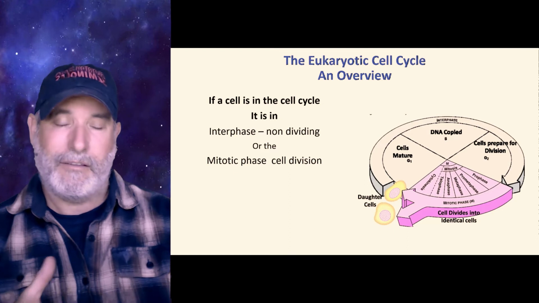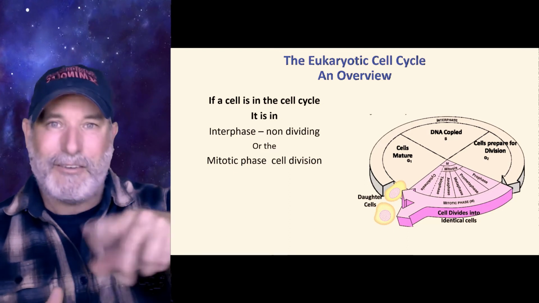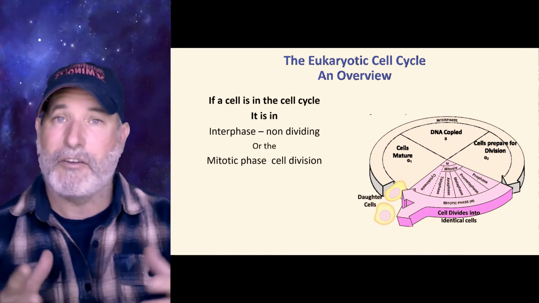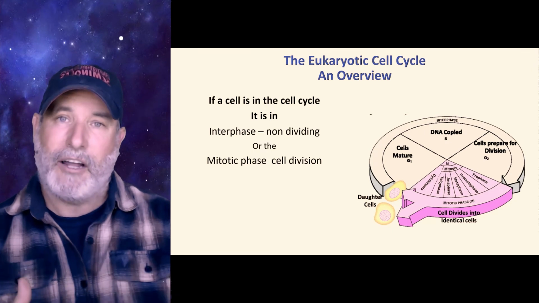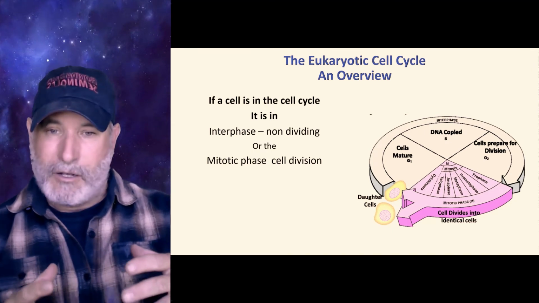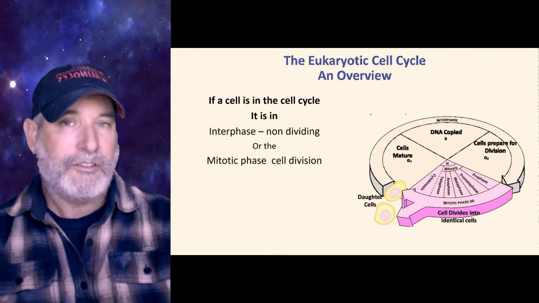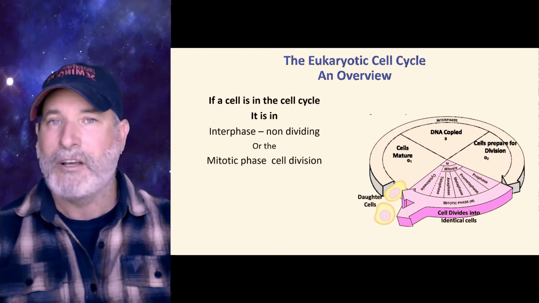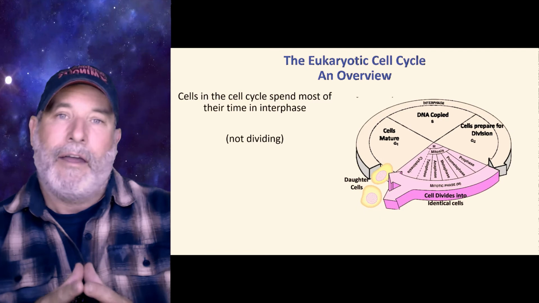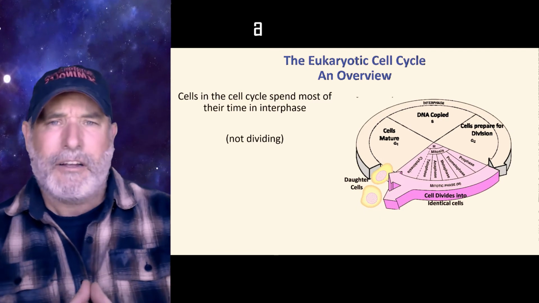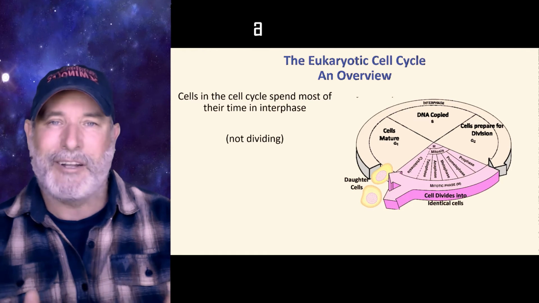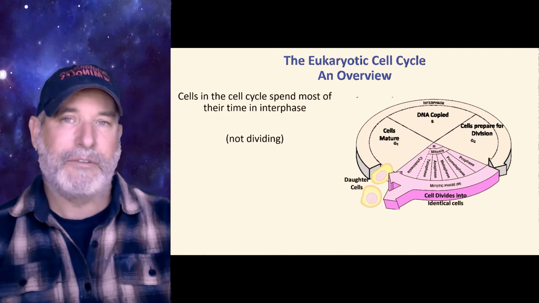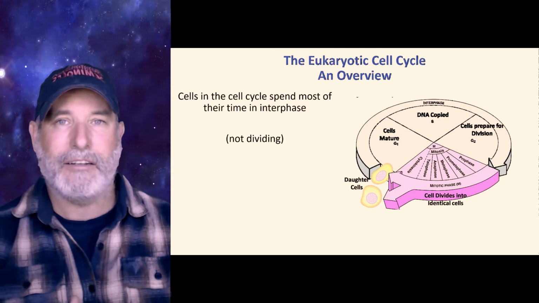So, that's it, right? The cell cycle goes round and round, growth, division, growth, division. If a cell is in the cell cycle, it's either in interphase or mitosis, the mitotic phase. Interphase is when the cell is preparing to divide. It also includes the S phase, which is replicating its DNA, then once again preparing to divide, and then the mitotic phase, which includes cell division. Now most cells, in fact all cells, spend the majority of their time in interphase, right? Even a rapidly dividing cell will still spend 90% of its time in interphase where it's not dividing.